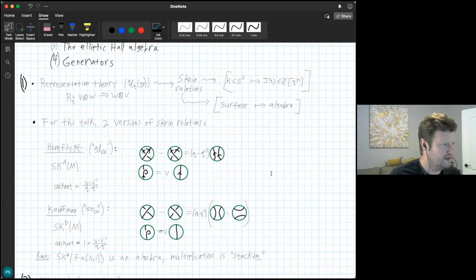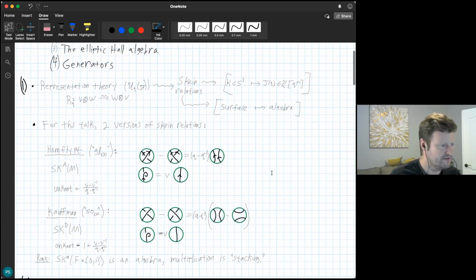So today I wanted to talk about two versions of skein relations. The first one is the Humphrey skein relations. So this is the normalization that I'm using. You take the difference of two crossings on one side and it's equal to a constant times the resolution. And then there's a framing variable that I'll call V. So you can remove a full twist in a strand at an expense of this constant. And then the unknot is equal to some constant.